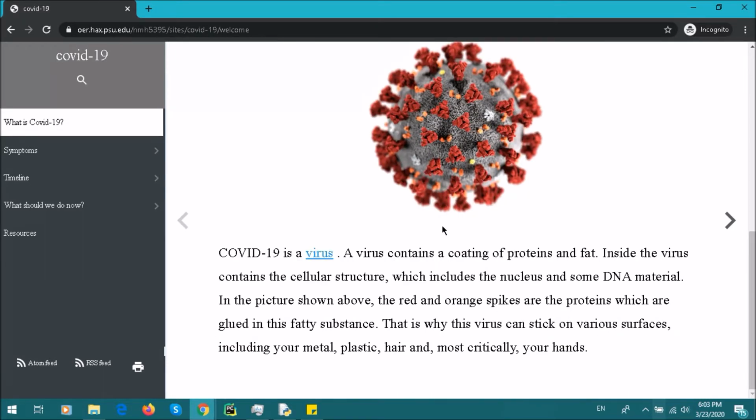It has a coating of proteins and fat. Inside a virus contains the cellular structures like the nucleus and some DNA material. And because of the fatty substances that are sticking out on the surface of this virus, it can easily stick onto surfaces like metal, plastic, and even your hands, which is why it's important to wash your hands at this time to prevent the spread from increasing.